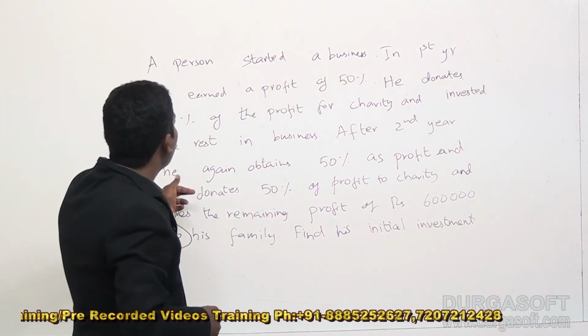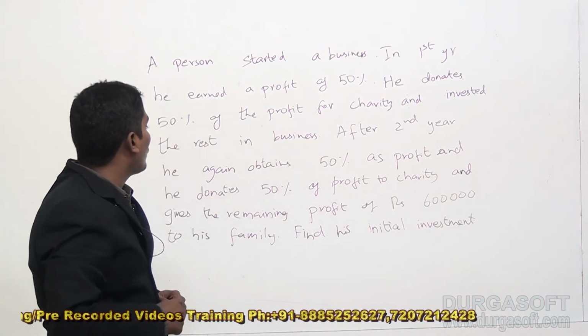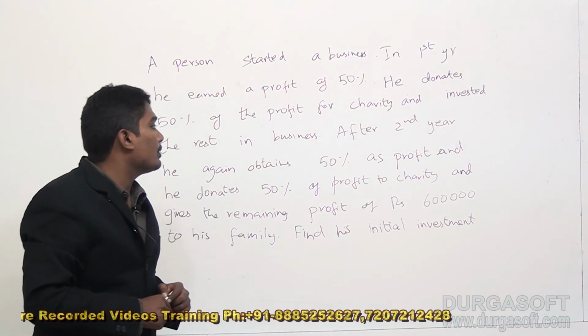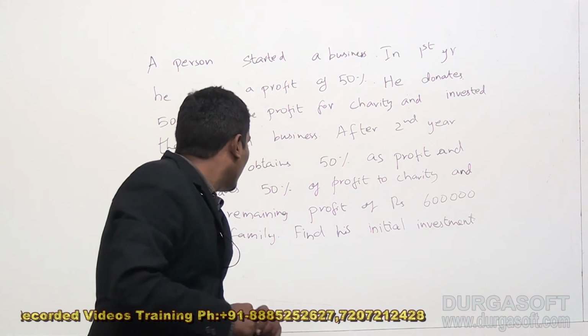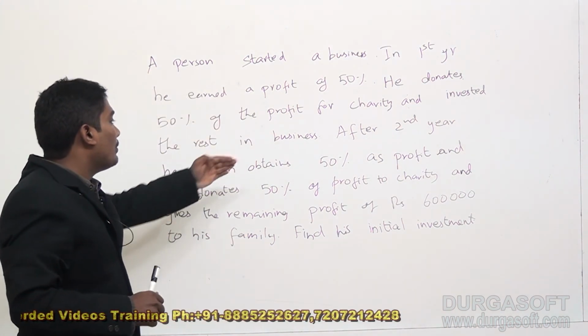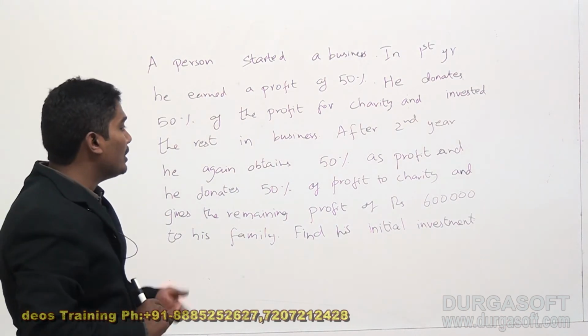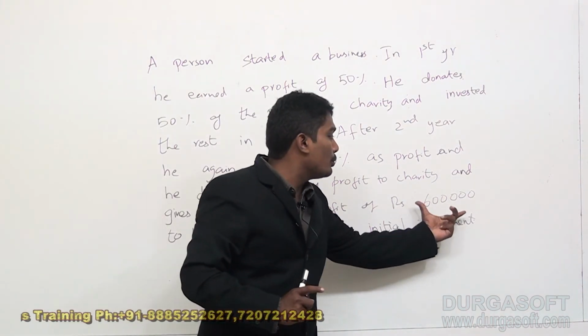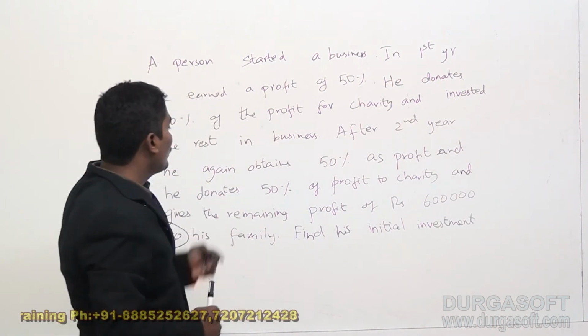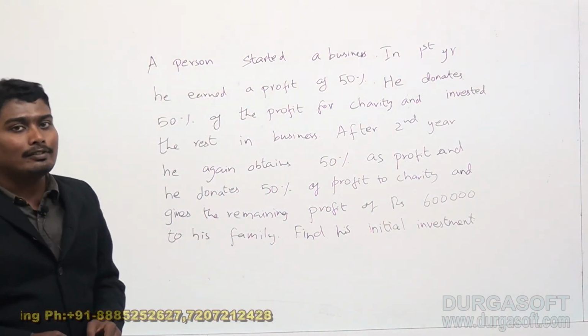After the second year, he again obtains 50% as profit and donates 50% of the profit to charity. And he gives the remaining profit. So among the profit, half he is donating to charity and the remaining half he gives to family. That remaining half amounts to rupees 6 lakhs. Now given this data, I will have to find the initial investment.